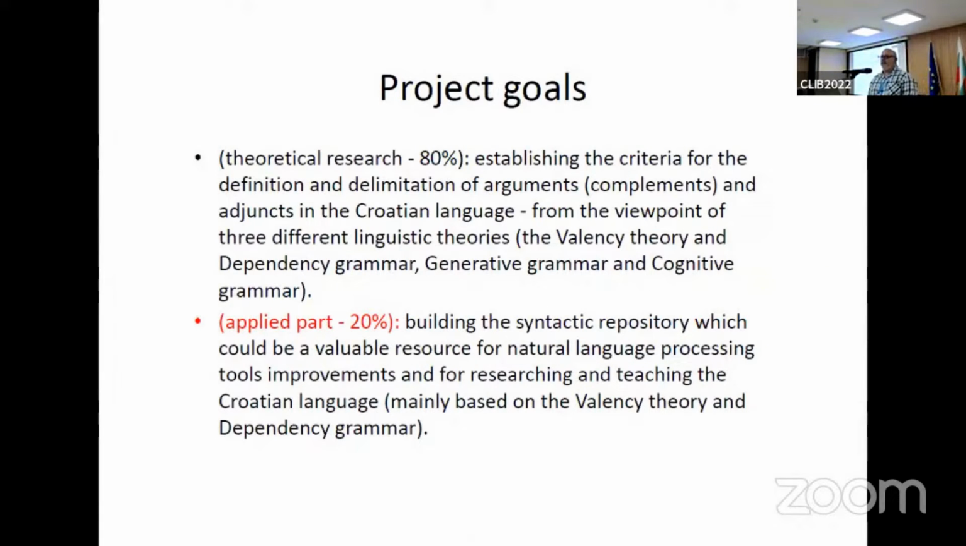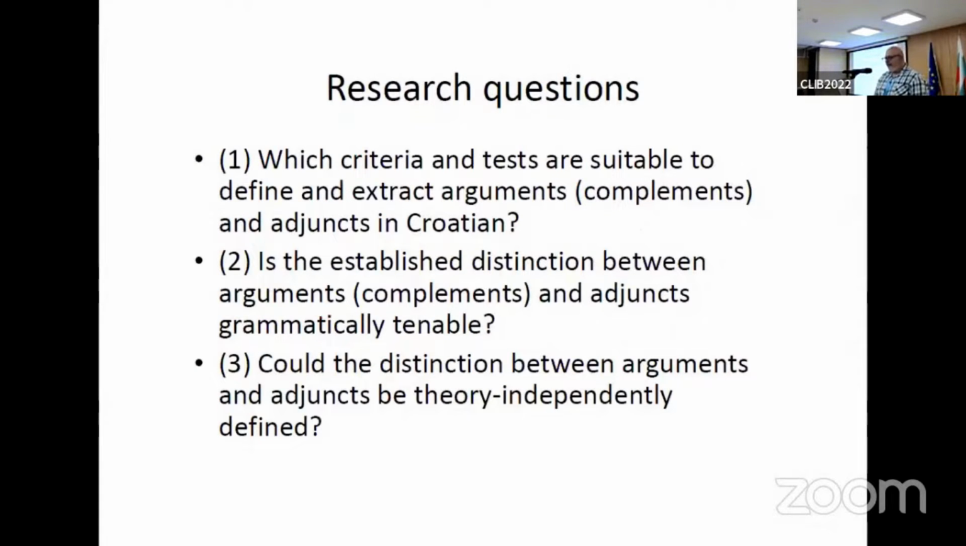What are the project goals? The main project goals are establishing the criteria for the definition and delimitation of arguments and adjuncts in the Croatian language, which is the bigger part of the project, and the smaller one is to build this syntactic repository based on that theoretical research. So those are 3 main research questions during our project. Which criteria tests are suitable to define and extract arguments and adjuncts in Croatian? Is the established distinction grammatically tenable? And could the distinction between arguments and adjuncts be theory independently defined? We'll talk about this a little more at the end.